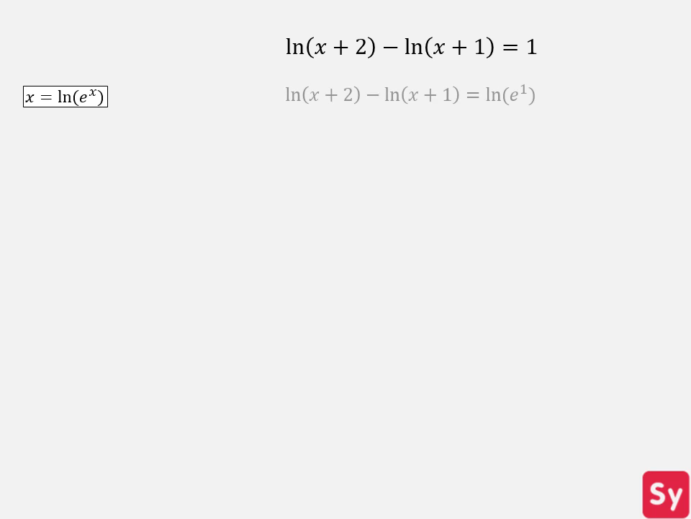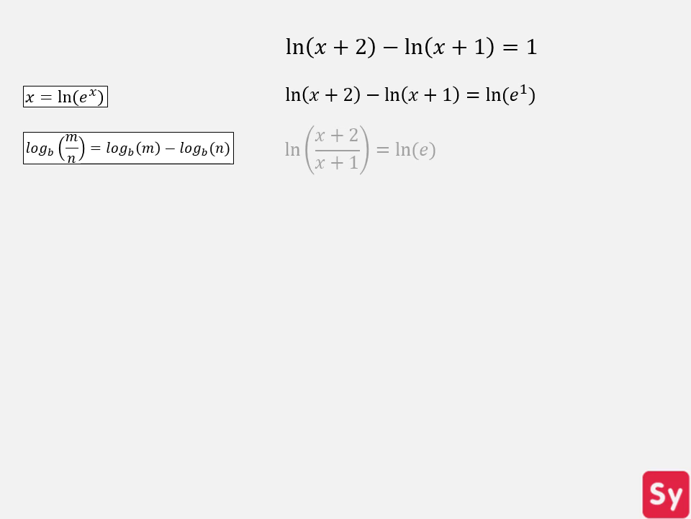Last example, we have ln of x plus 2 minus ln of x plus 1 equals 1. First, we transform 1 to have the same base by using this identity. This gives us ln of x plus 2 minus ln of x plus 1 equals ln of e to the first power. Now we transform the left-hand side into one term in order to set the arguments equal to each other. So we use this identity. We get ln of x plus 2 over x plus 1 equals ln of e.